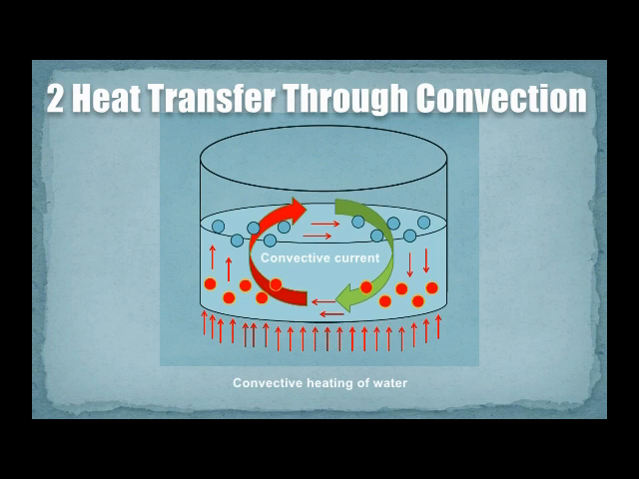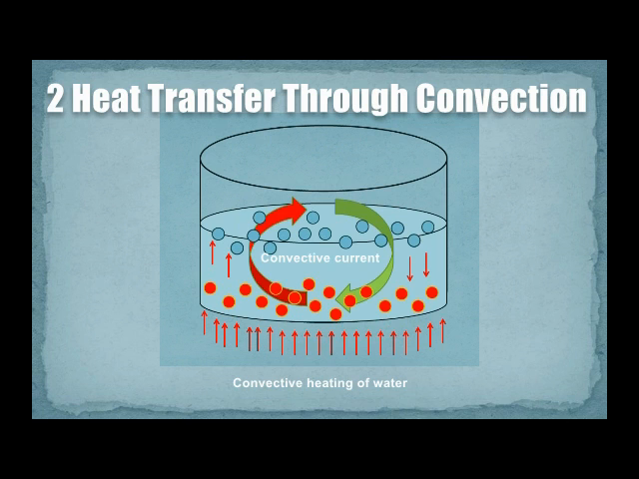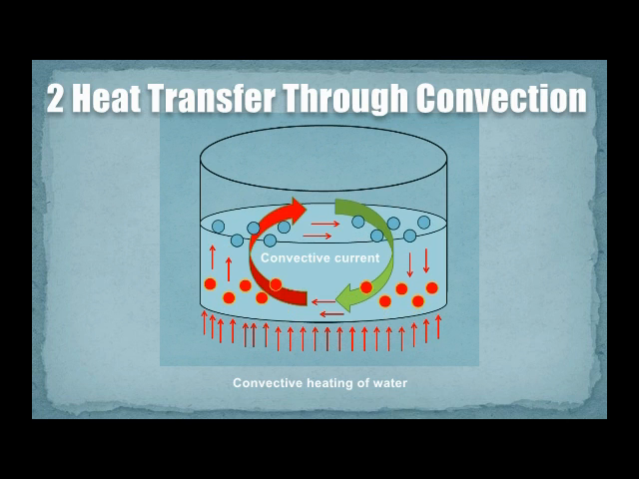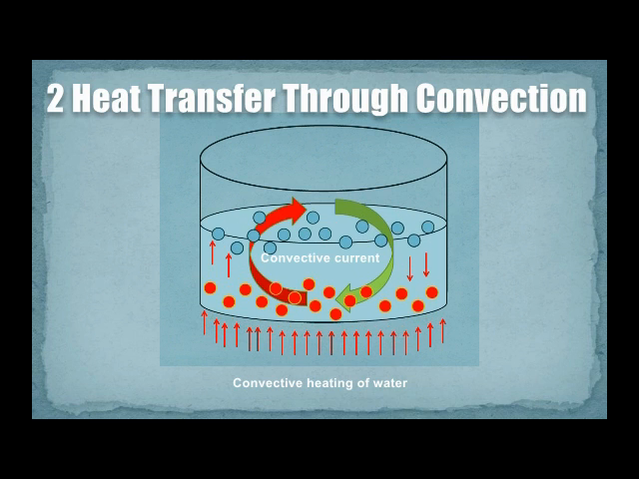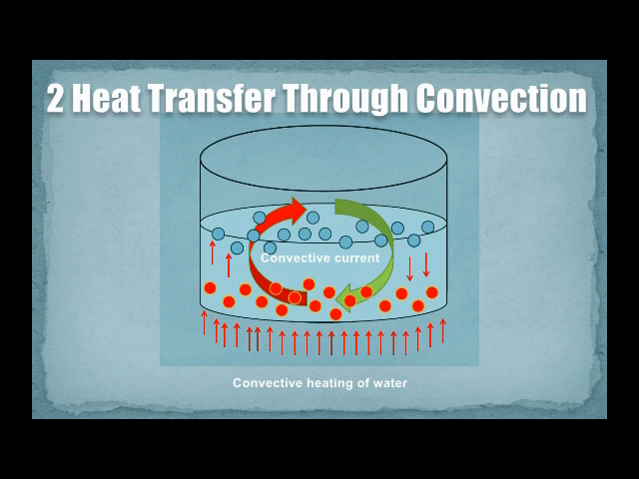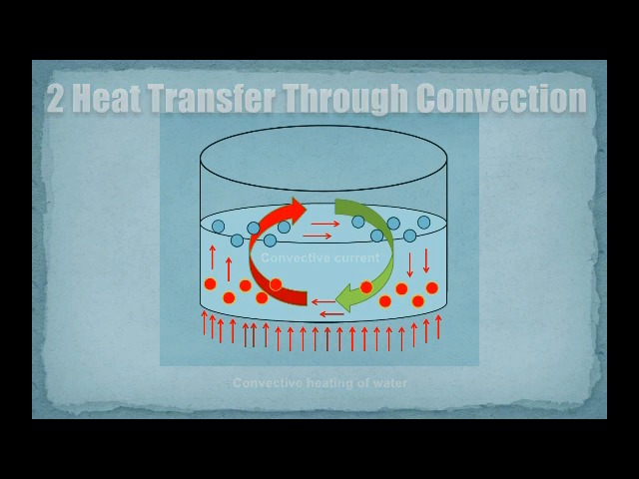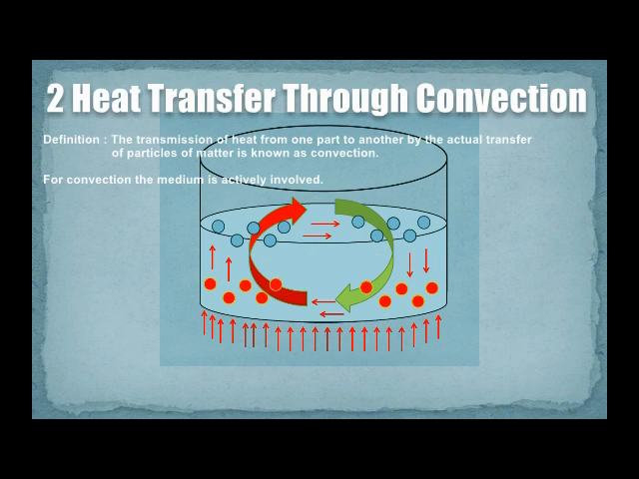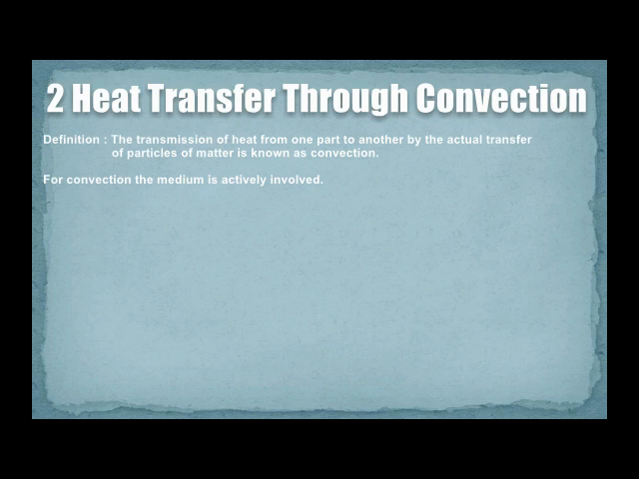After a certain while, we will be seeing that the particles in the bottom will start rising upwards slowly. This is because the particles, when heated, become lighter and expand, and they experience a greater buoyant force in the upward direction, and thus they come up, and a convective current is set up, due to which convective heat transfer takes place. So, going in a specific manner, the definition of convective heat transfer is transmission of heat from one part to another by actual transfer of particles of matter.